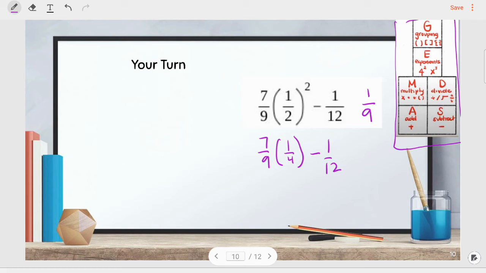And then what operation am I going to do next? I am going to do multiplication. When I multiply 7/9 by 1/4, I get 7/36. And then I'm going to subtract. 7/36 minus 1/12 is a grand total of 1/9. And remember, I did this by hand, but you can use your calculator. Use that to your advantage. So my final answer is 1/9.